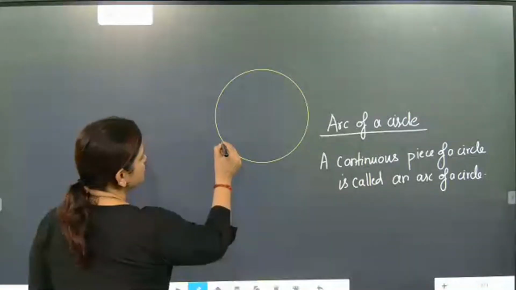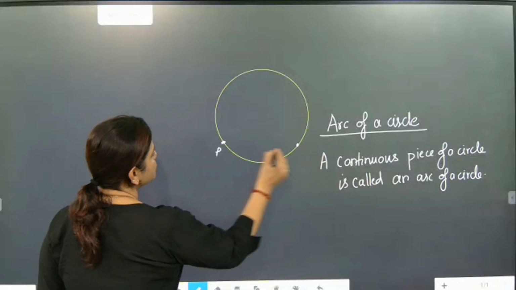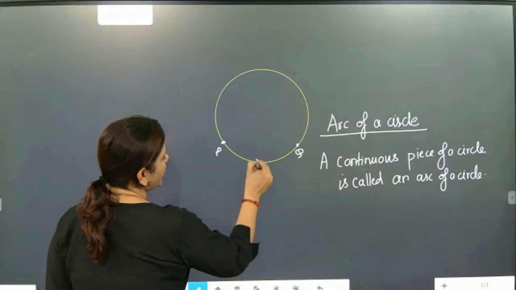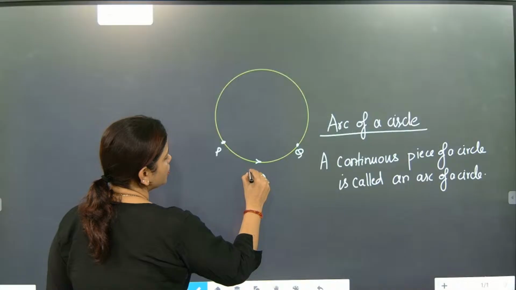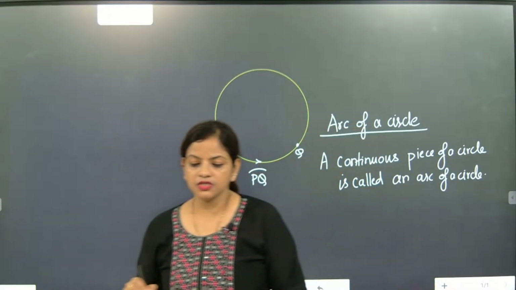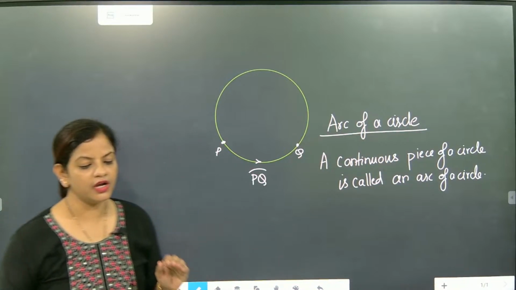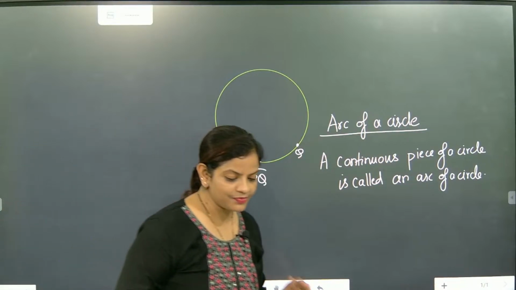Just we will mark two points, P and Q, here. Okay. So we will put an arrow. So here, P to Q. This is exactly the arc of a circle. Understood? So this is the presentation of a curve that connects two endpoints, which is also called an arc of a circle. That is absolutely correct, beta.